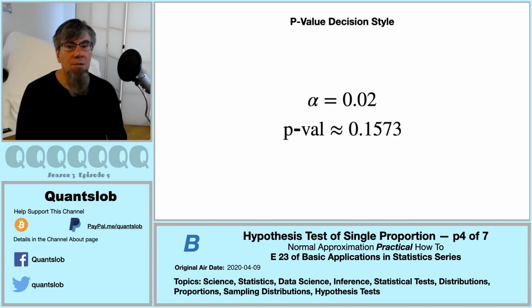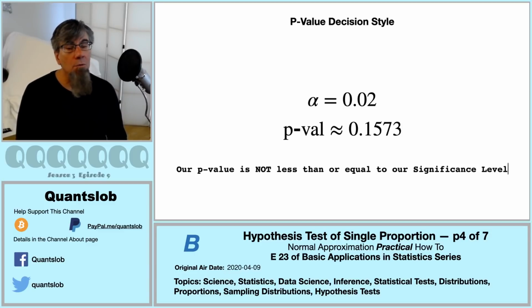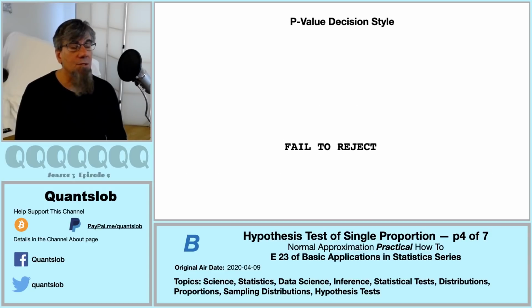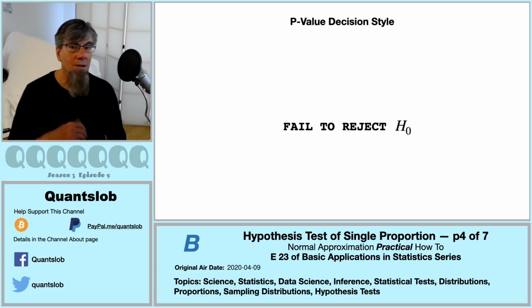And our last step is to compare our p-value with the original significance level we specified. If our p-value is smaller than or equal to our significance level, we reject the null hypothesis. Otherwise, we fail to reject. And here, 0.157 is not smaller than 0.02, so we fail to reject, which of course is the exact same result we already obtained. Ultimately, when it comes to making a decision about our null hypothesis, either the decision theory style test we originally looked at or the p-value decision style approach will give us the same answer, certainly.